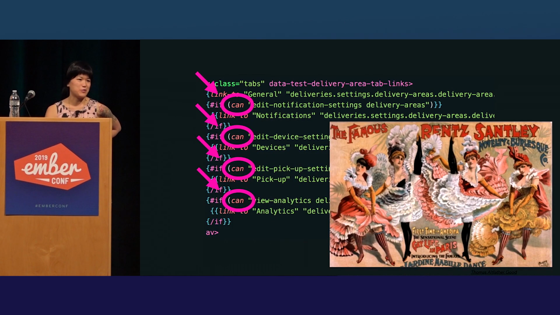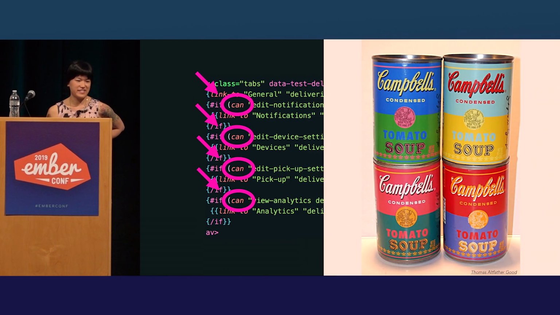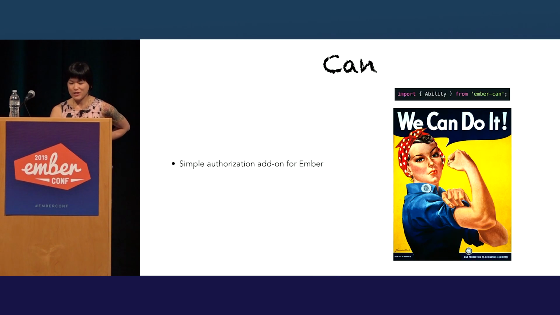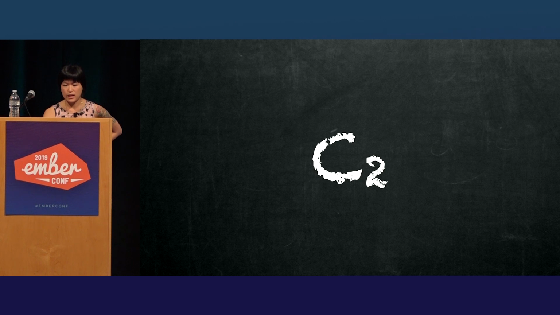Okay, C. So you can see here, there are a bunch of cans. So I thought of a few different things when I read that. But actually, can refers to this simple authorization add-on with Ember. So we can do it if we have the ability. And abilities are essentially a class with computed properties defining different abilities that you can use.